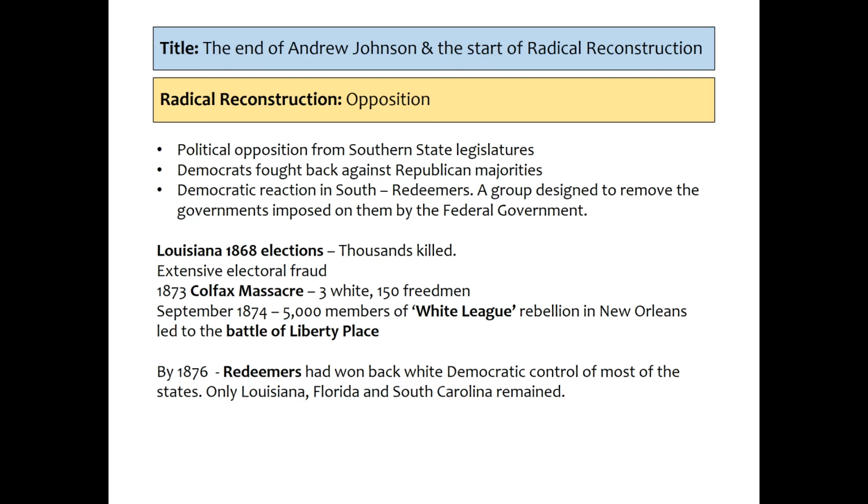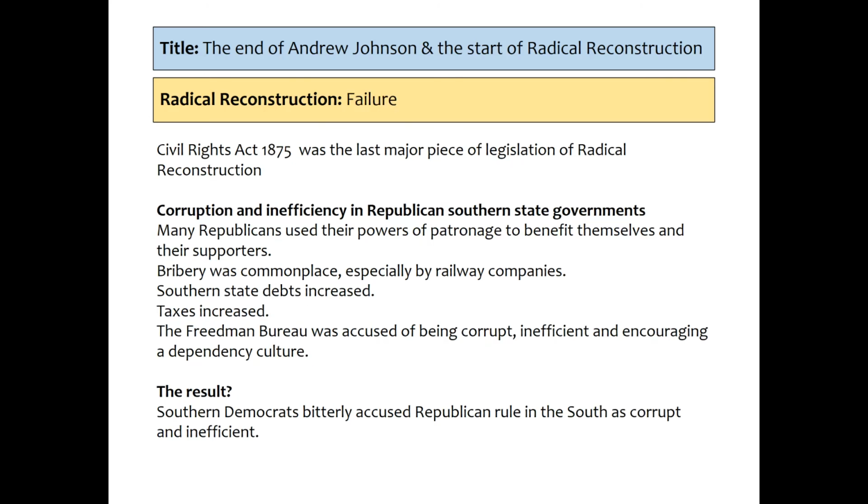By 1876, as we said, Redeemers have won back white Democratic control of most of the southern states. Only Louisiana, Florida, and South Carolina remain. So at this point, we see by 1876 that the attempts by Congress and Ulysses S. Grant to bring about change through Radical Reconstruction, through the 15th Amendment, the Civil Rights Act, and the Enforcement Acts, have failed, or are failing certainly. It was partially due to this Southern opposition, but there are other factors at play as well.